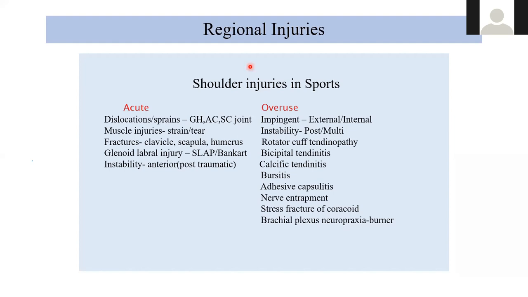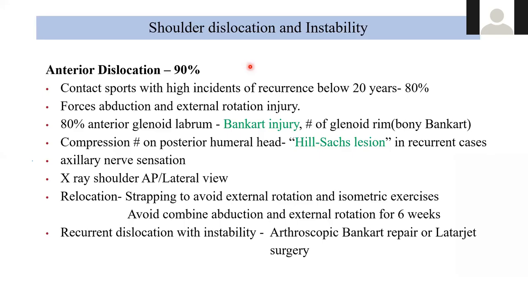Nerve entrapment and stress fracture of the coracoid are also overuse injuries, especially in trap gun injuries, shooting injuries. And then brachial plexus neuropraxia, burners, stingers, which are due to the traction injuries of the upper roots of the brachial plexus, are part of the overuse injuries in the shoulder. So, shoulder dislocation, I'll just go through some of the common conditions in the shoulder.